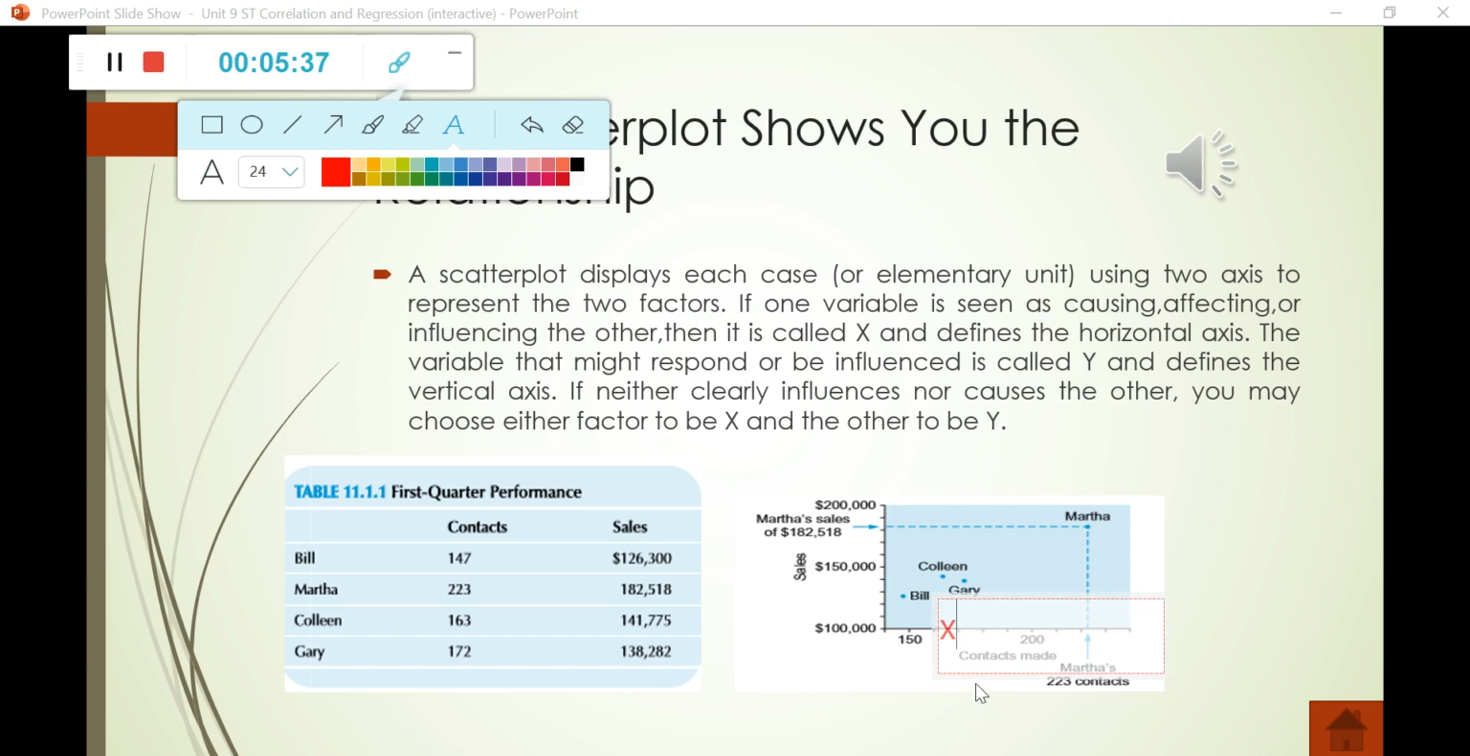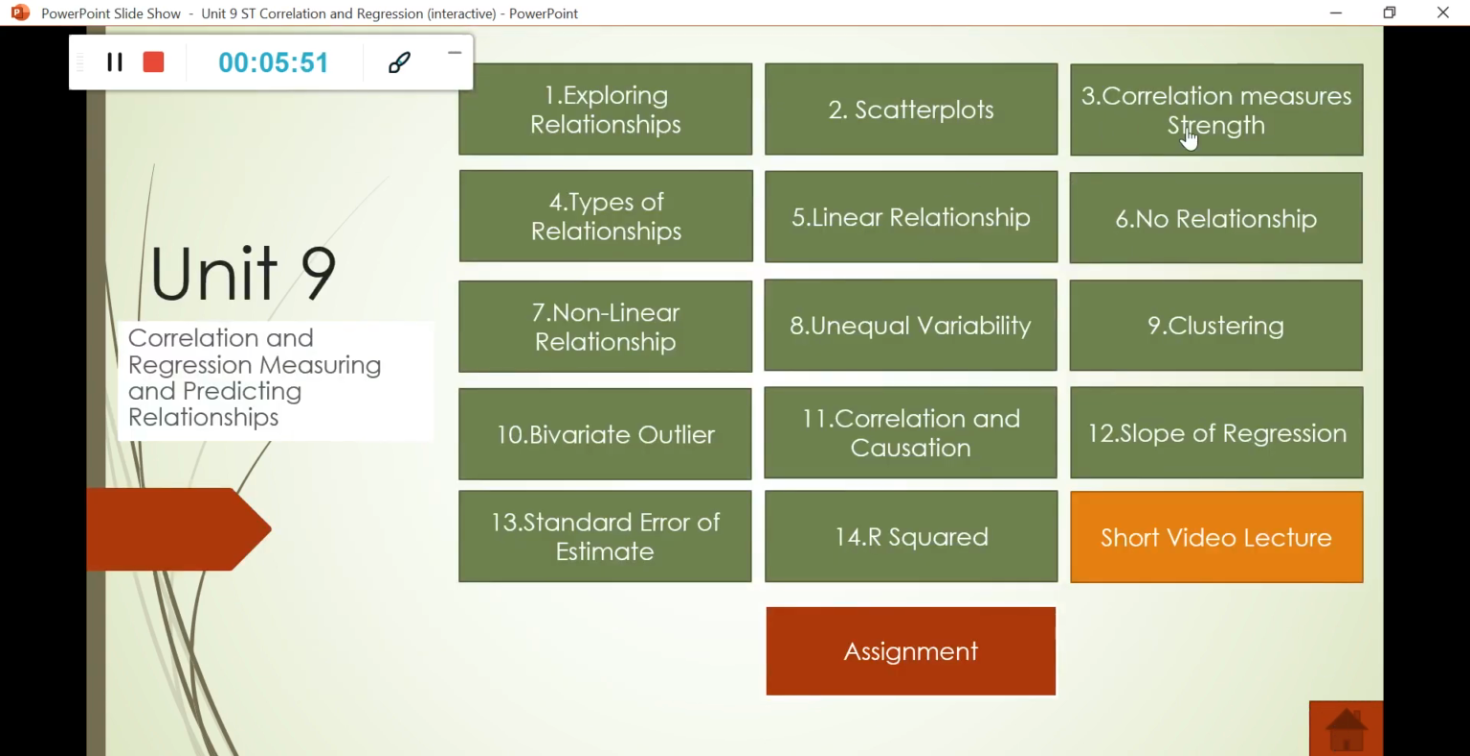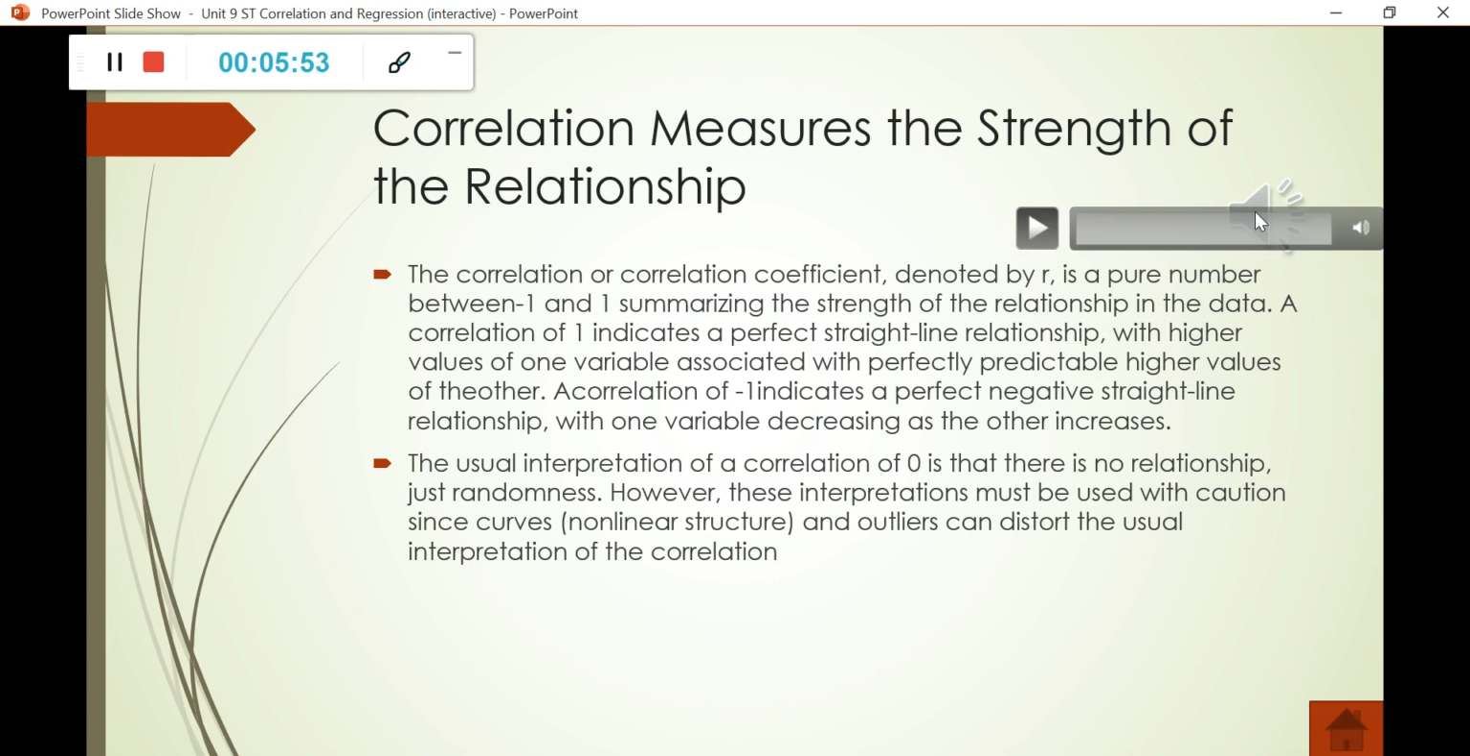Here x and here y, x and y. Okay, so very good. So now let's continue talking about this a little bit more. Like I said, in the correlation, we're going to be measuring the strength of the relationship. So in this relationship, what we have to see is how strong is that connection.